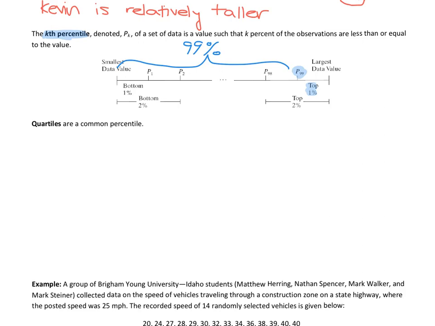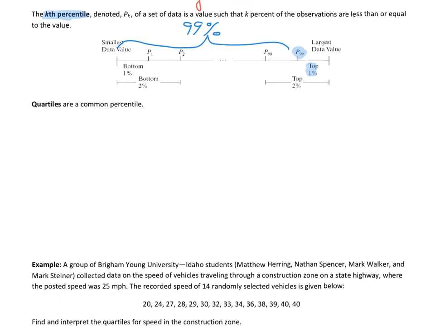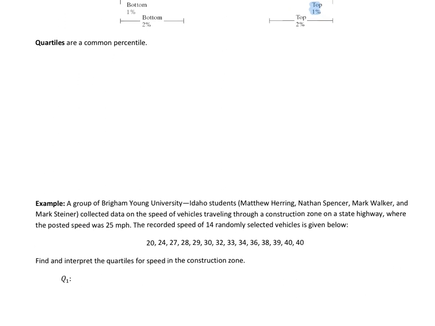And then a percentile we're really going to focus on are quartiles. And quartiles, we see the word quarter. And quarter is 25%. All right, so we're going to think of quarters. So 1/4, 25 cents. So we're going to break up our data set into 4 equal parts.